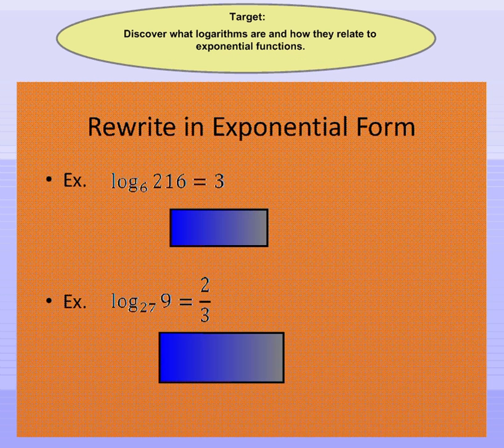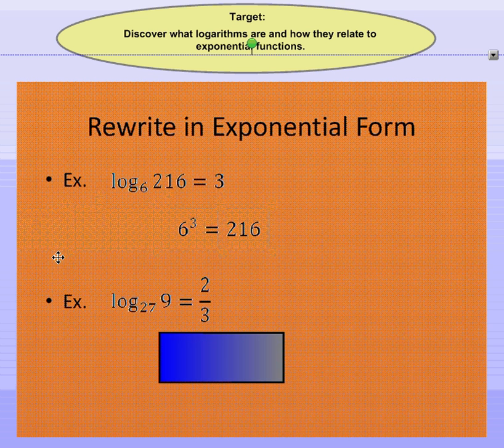We have to be able to go the other direction as well. We have to be able to take logs and rewrite them into exponential form. So we have log base 6 of 216 equals 3. That would rewrite as 6 to the third power equals 216. That should make sense. Again, they should be true expressions.